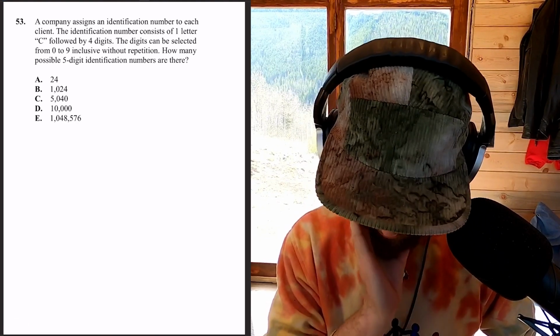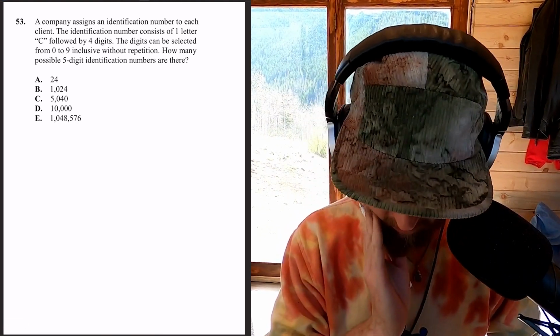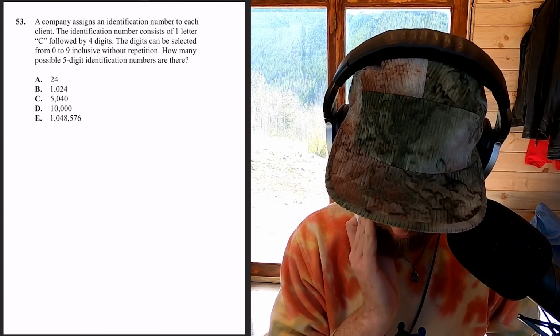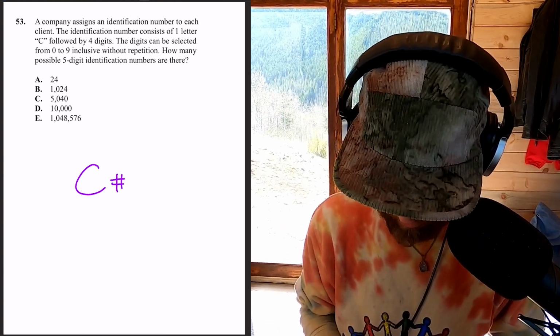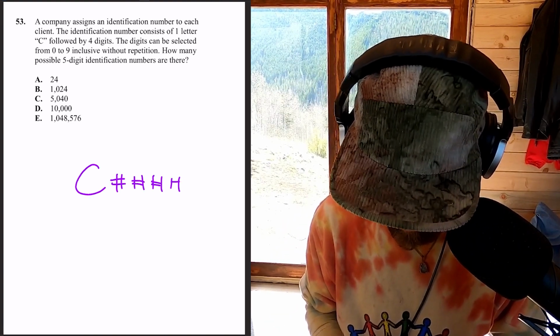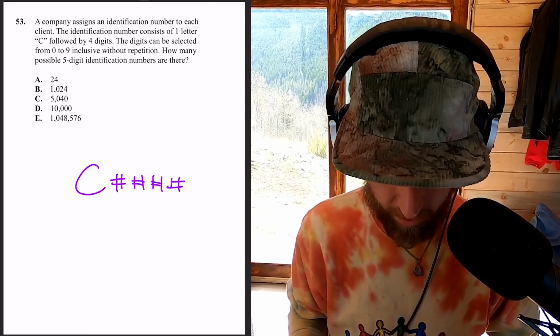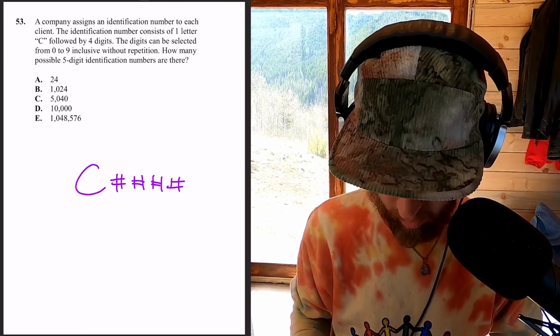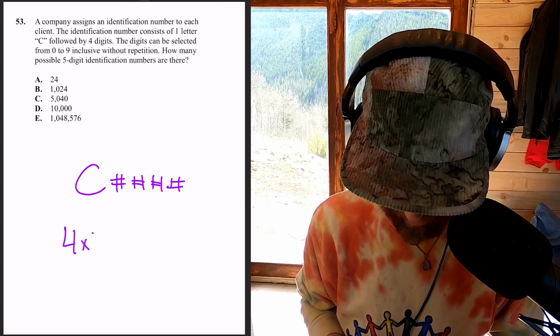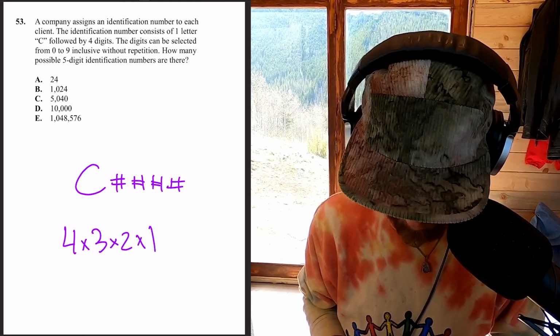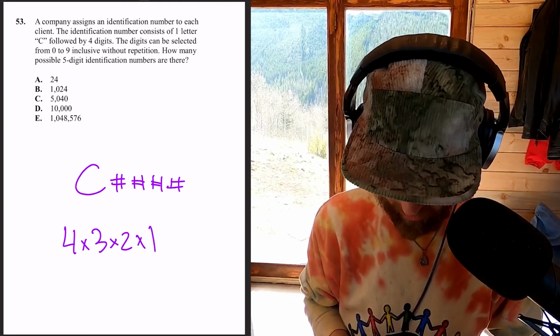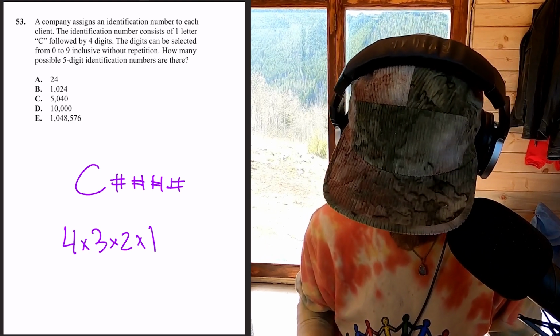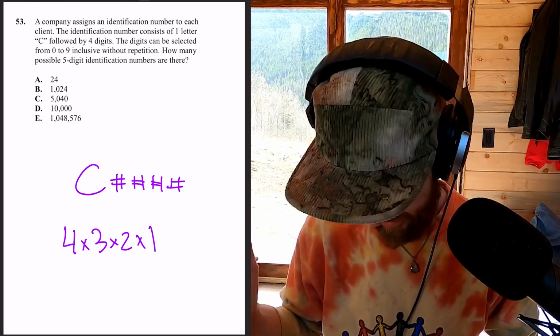All right, a company assigns an identification number to each client. Their identification number consists of one letter C followed by 4 digits. So C, number. How many possible 5-digit identification numbers are there? 4 times 3 times 2 times 1, because the C is always going to be the C. So 12, 20. I just did this so wrong.